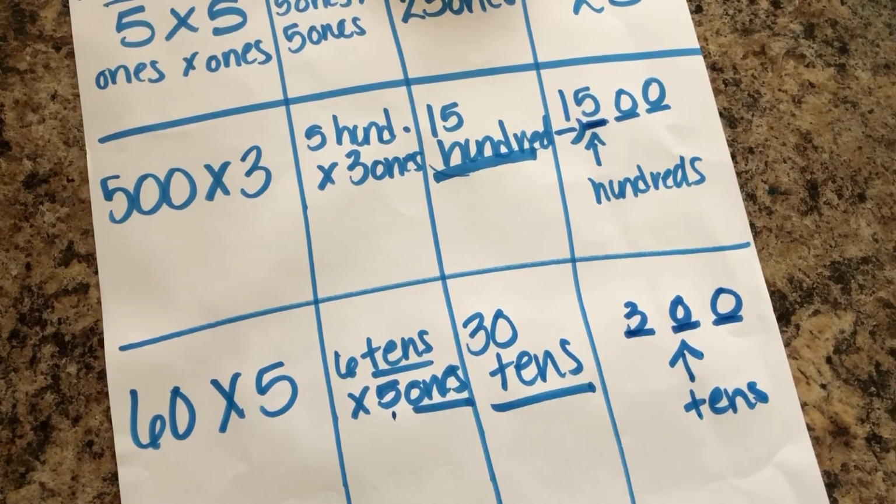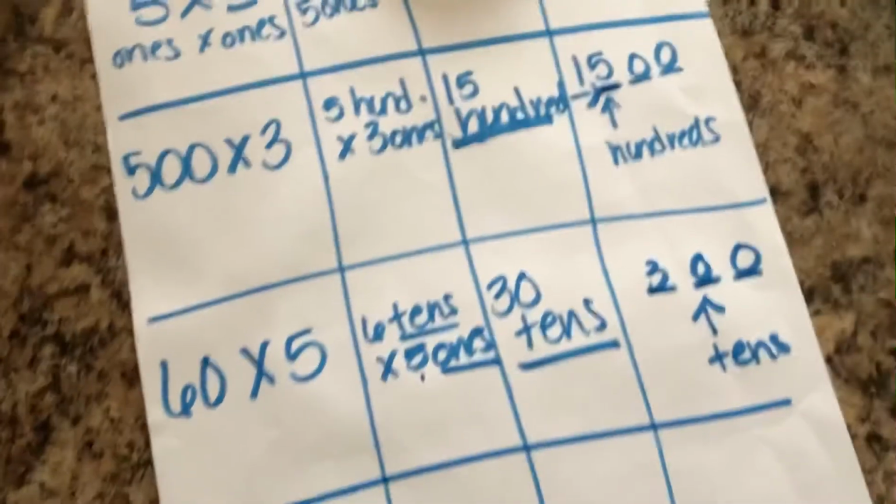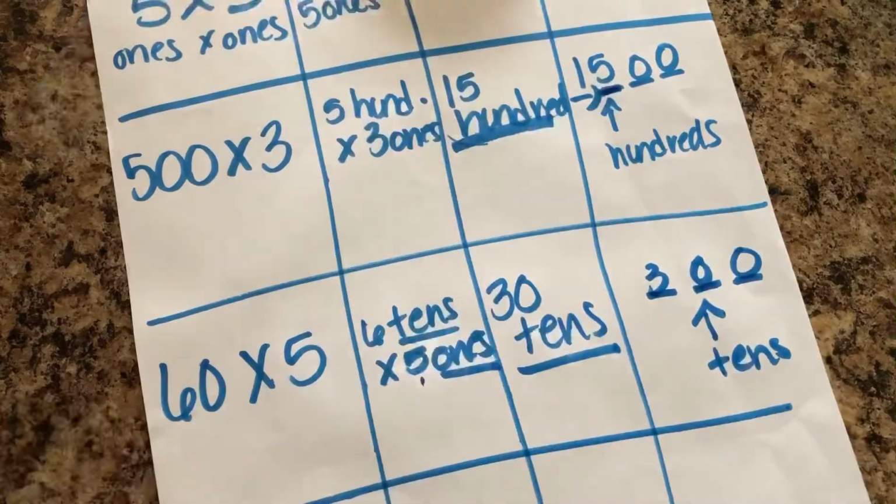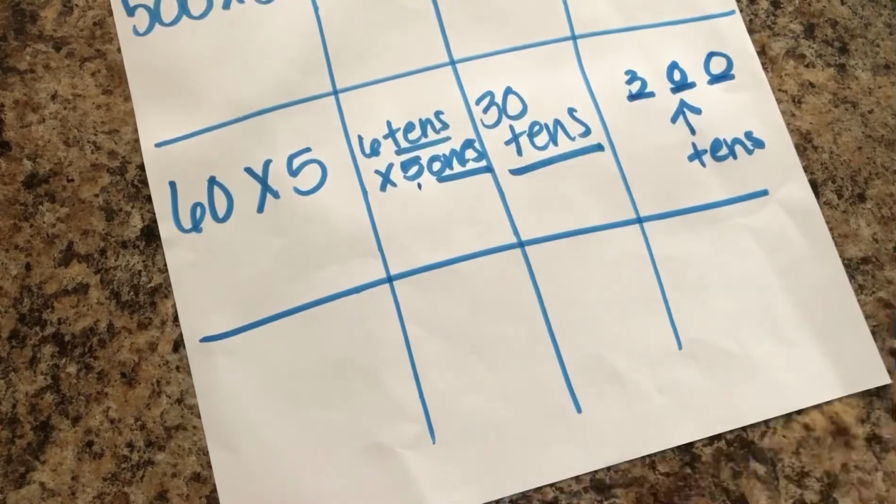Okay, that makes sense? All right, moving on. Next problem. I think it's a 2-digit by a 2-digit. Okay, so these are the hard ones. A lot of people are struggling with these, so I really want you to pay attention.